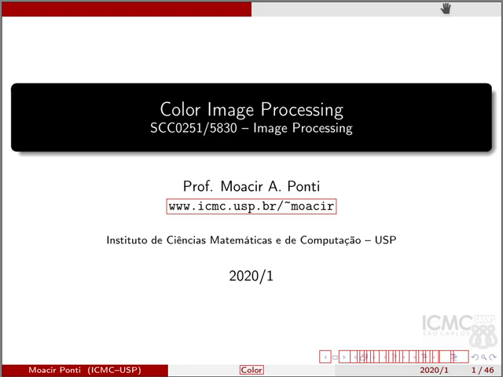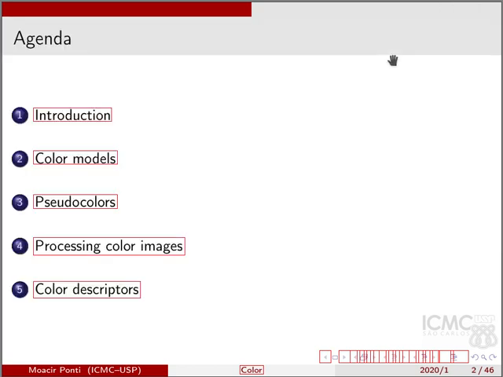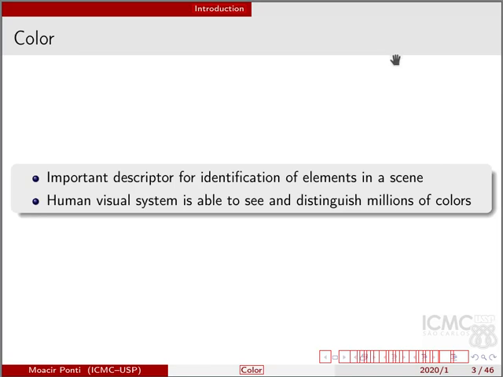However, color is an important feature because it allows us to identify elements and objects in a scene beyond only the intensity of light. And the human visual system is able to see and distinguish millions of colors. So it is important for us to understand how color can be represented in digital images.